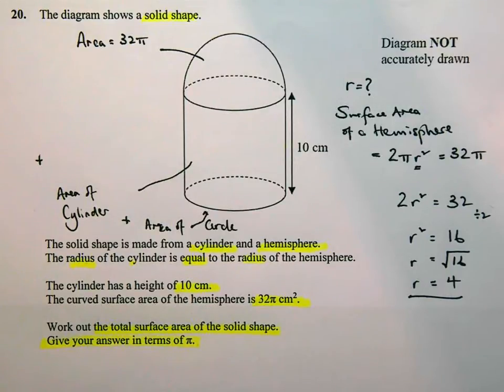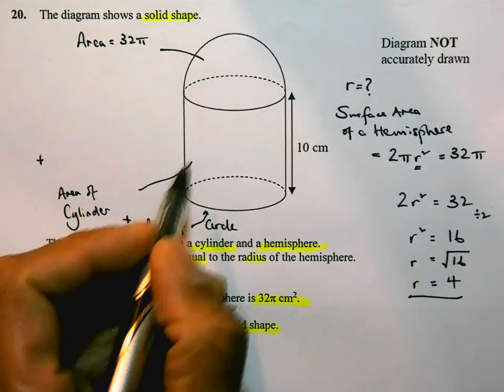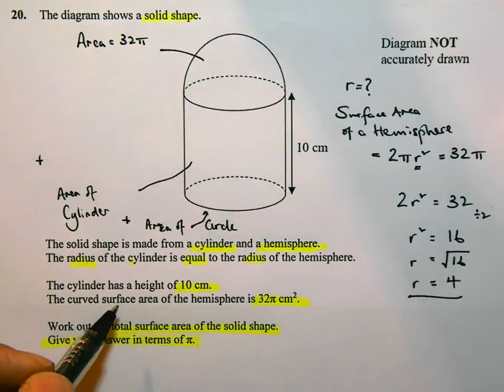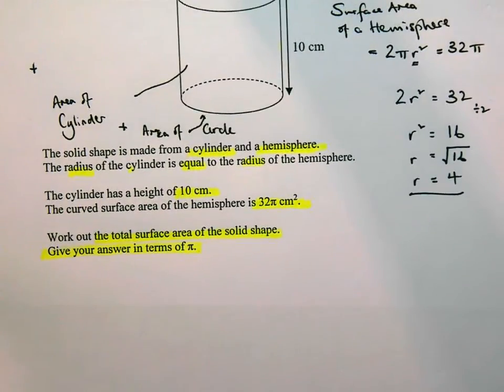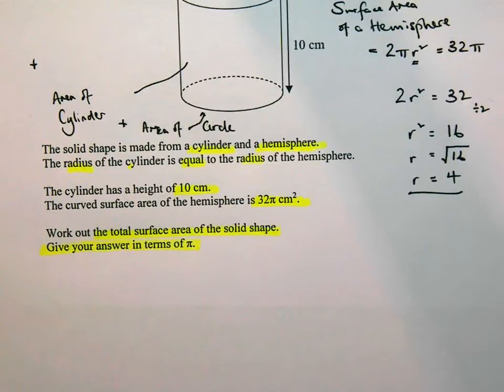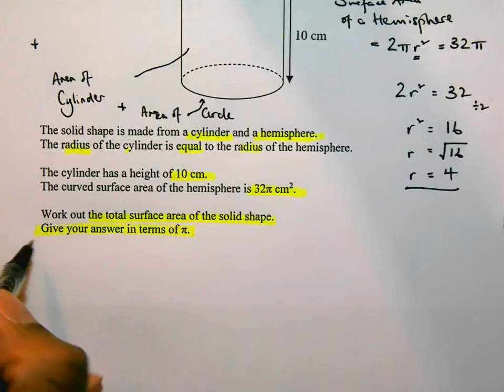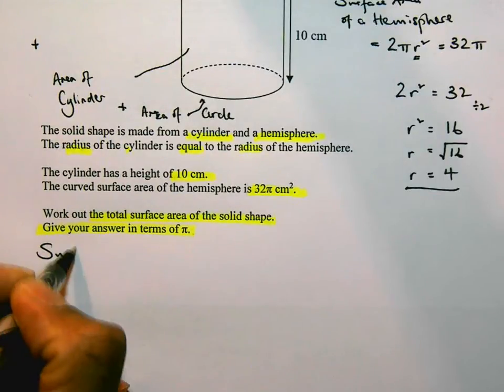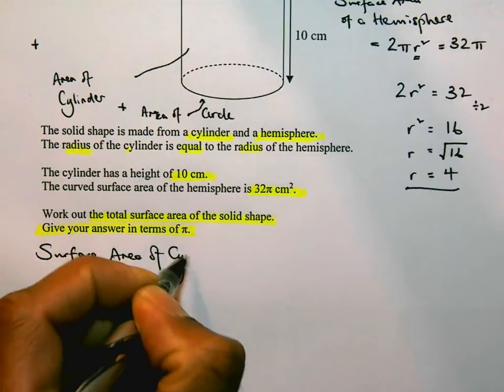And that's going to be very, very useful now, because I can use it to work out the area of the circle at the bottom, and I can use it to work out the surface area of the cylinder. I'm going to use that as I go forward. I'll leave that bit there. I'll say surface area of cylinder.